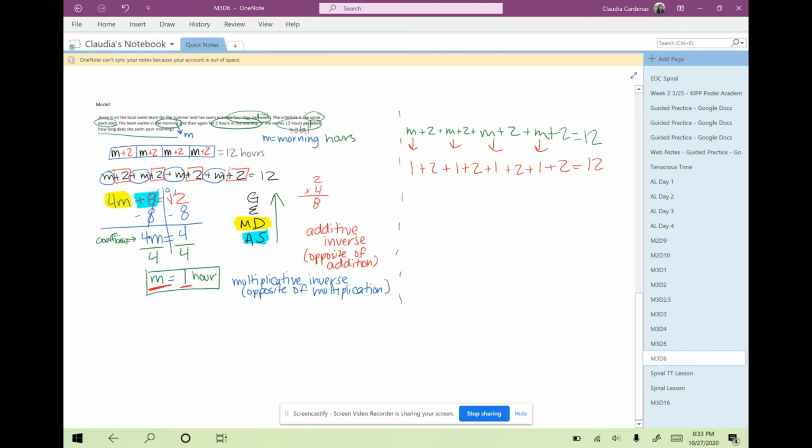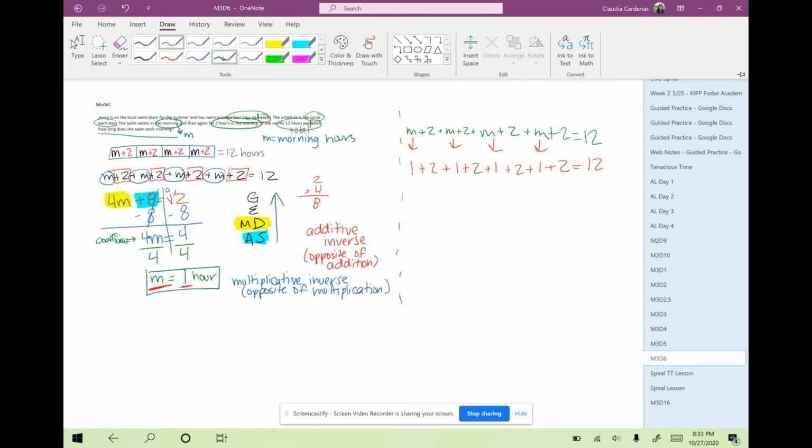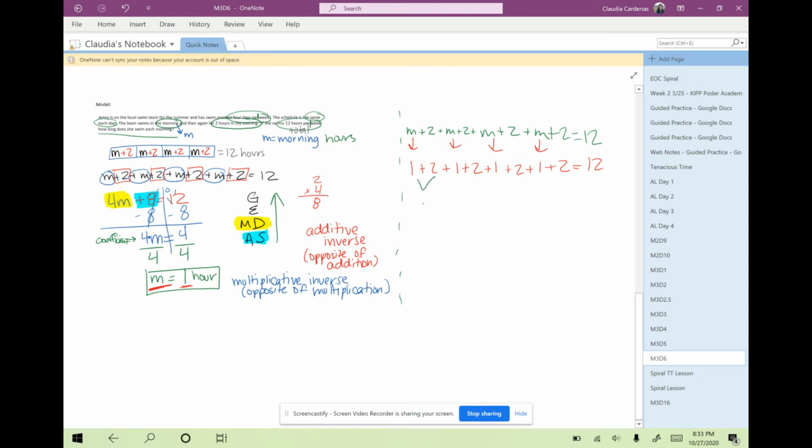Okay, and I can go ahead and add every single number to see if I get 12. So I get 3 plus 3 plus 3 plus 3. Remember, we can add in any order. 6 plus 6. And sure enough, 6 plus 6 is 12. So we did it correctly.